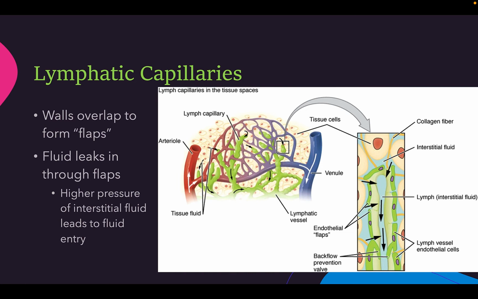Entry of the fluid into the lymphatic capillaries is also enabled by the collagen filaments that anchor the capillaries to surrounding structures. As the interstitial pressure increases, the filaments pull on the endothelial cell flaps, opening them even further to allow easy entry of the fluid. And so what you kind of need to know is just a higher pressure of interstitial fluid leads to the fluid leaking into the lymphatic vessels.